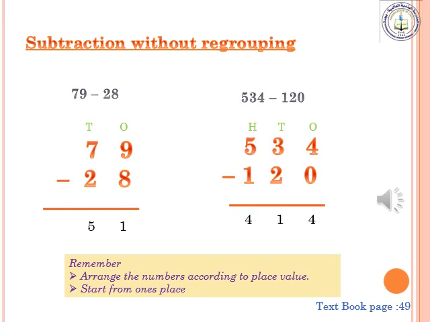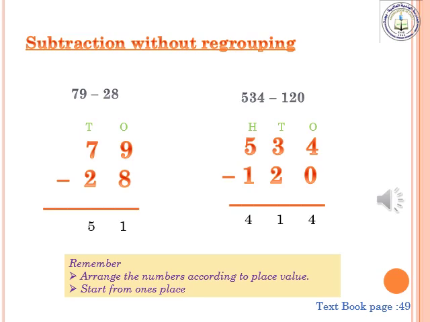Yes. Keep 8 in your fingers and count backward of 9. 8, 7, 6, 5, 4, 3, 2, 1. So in 1's place we will get 1. Next, 10's place, 7 minus 2. Keep 2 in your fingers and count backward of 7. 6, 5. So answer is 51.